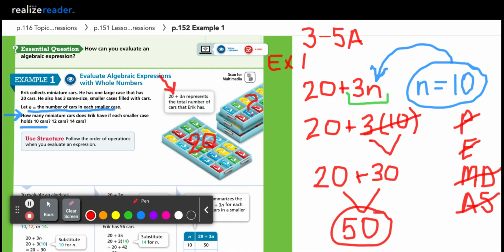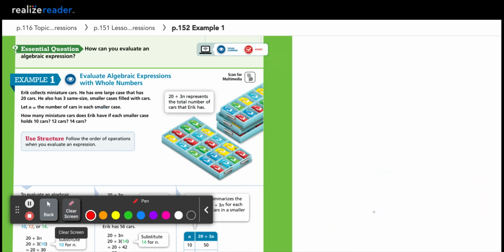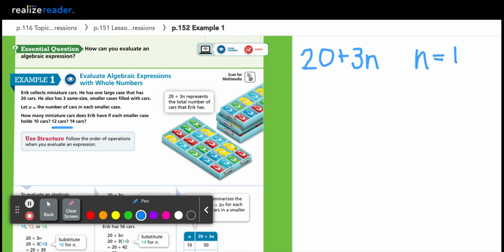Now let's try this again. We're going to see how many cars Eric has when n equals 12. So we're going to follow the same steps. Rewrite that expression, 20 plus 3n, and now n equals 12. So they're telling us what n equals. We're going to take that number and plug it in. Anywhere you see an n, now you're going to be writing 12.